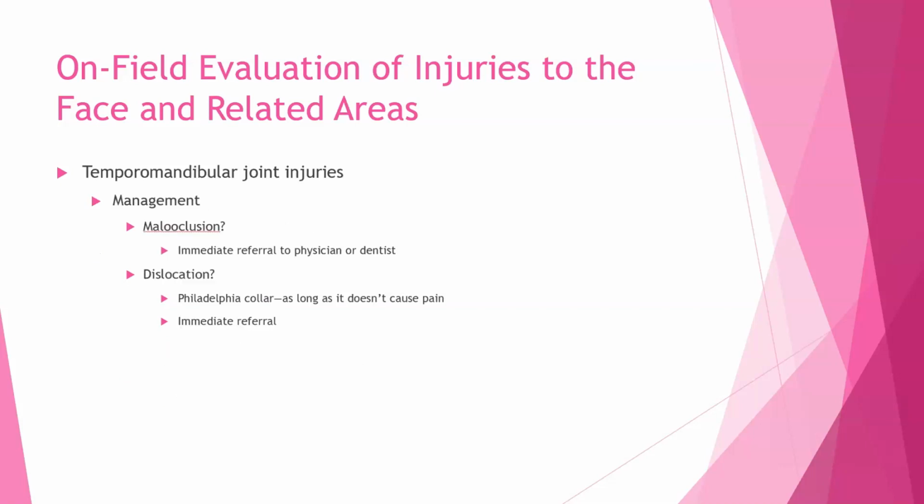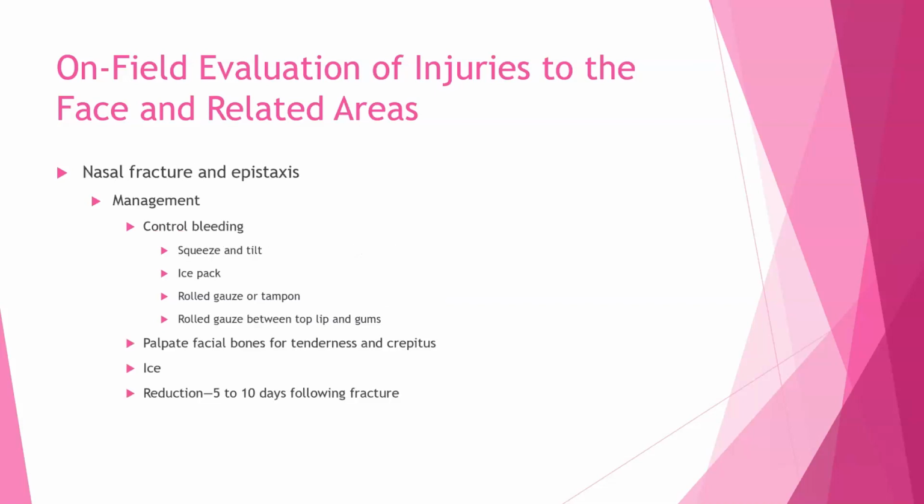TMJ joint injuries, if there's malocclusion, we want to refer to a physician or a dentist. So with this, I wouldn't necessarily refer to just a GP. I would try and refer to an ear, nose, and throat doctor. That way, that's their specialty, and they can help better figure out what's going on.